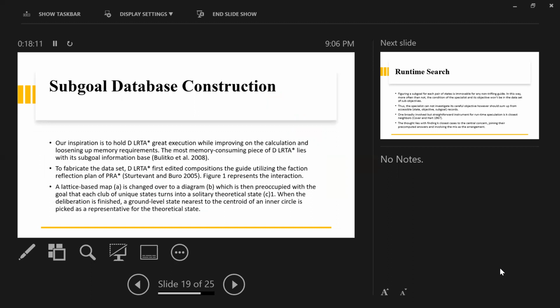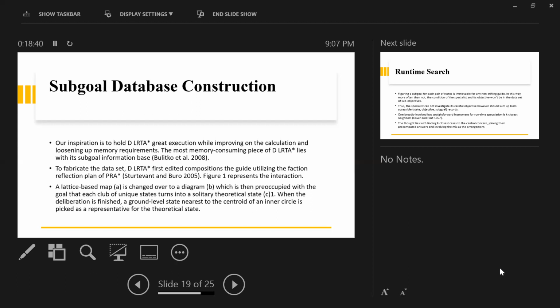In this, our inspiration is to hold the LRTS search great execution while improving on calculation and loosening up memory requirements. The most memory consuming piece of the LRTS search lies with its sub-goal information base. And the second one is to fabricate the data set. The LRTS search first edited compositions, the guide, and utilizing the function reflection plan of PRA search.